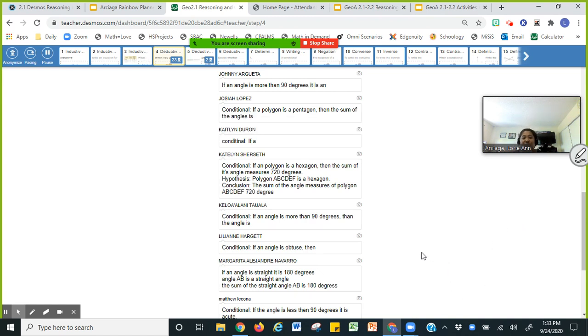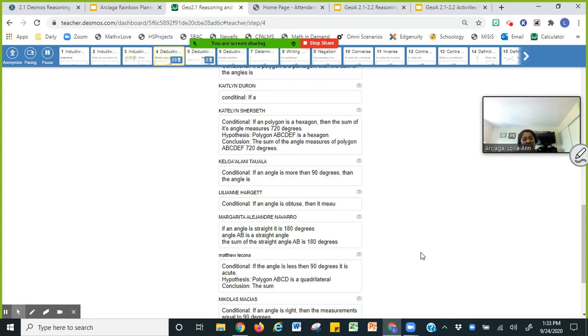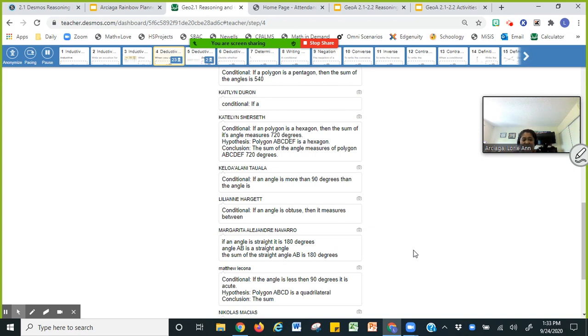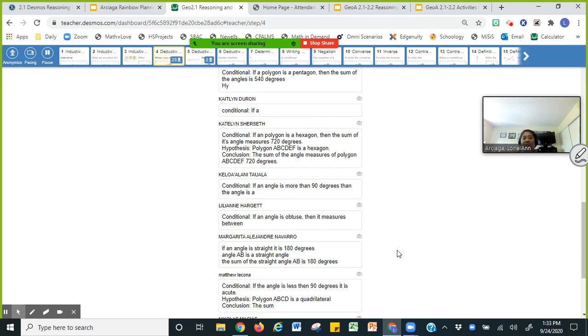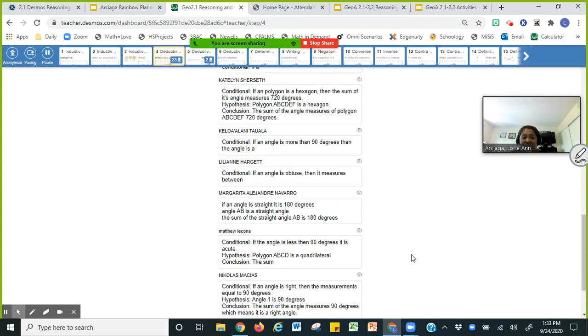Kiloa, very good. If an angle is more than 90, then the angle is, okay, I can see where that's going. Good job. Maggie, if an angle is straight, it's 180. Awesome. Angle AB. Oh, but don't say angle AB. You have to put 3 letters because the minimum for an angle is 3. Just make it ABC. Nice.